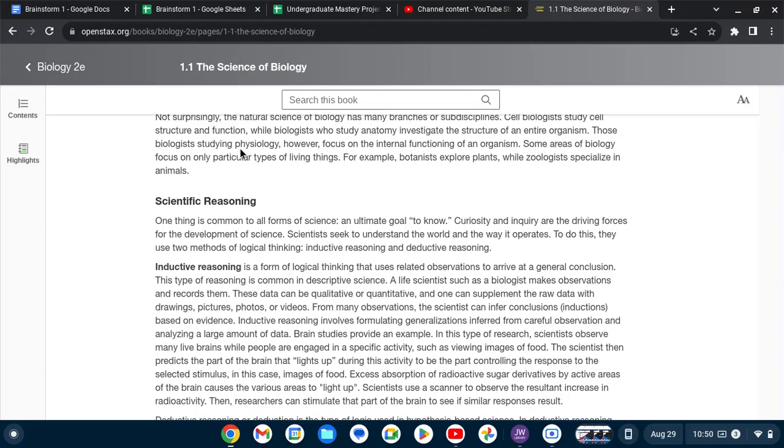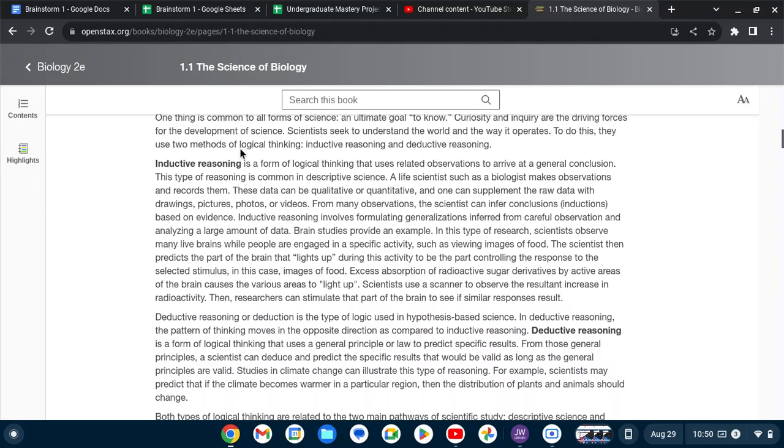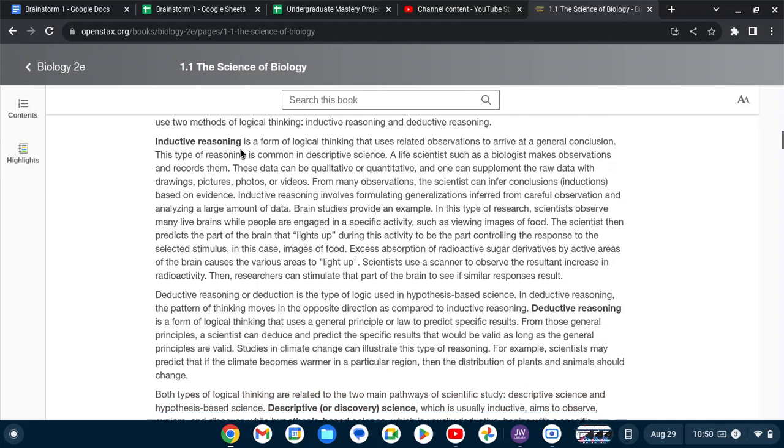Okay. Scientific reasoning. One thing is common to all forms of science, an ultimate goal to know. Curiosity and inquiry are the driving forces for the development of science. Scientists seek to understand the world and the way it operates. To do this, they use two methods of logical thinking: inductive reasoning and deductive reasoning.